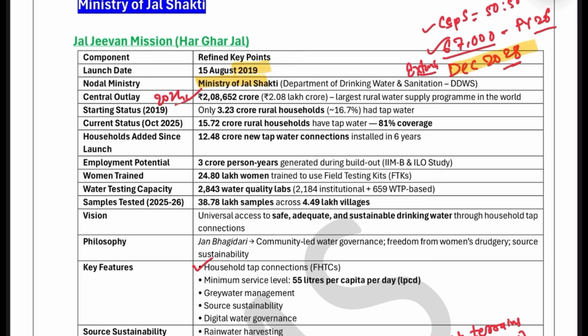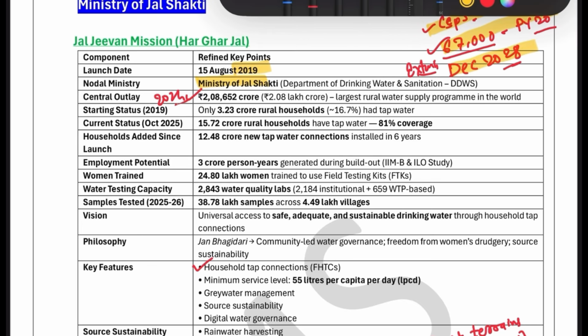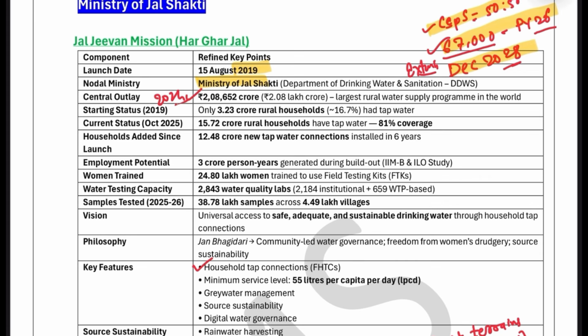This is an important fact for your exam. Please remember, December 2028. And for this financial year, we have a financial allocation of 7,000 crore. This is a centrally sponsored scheme, that means 50-50, and there are few schemes that have 50-50 allocation. So remember this, Jal Jeevan Mission has 50-50 contribution from state and center. These are important points.